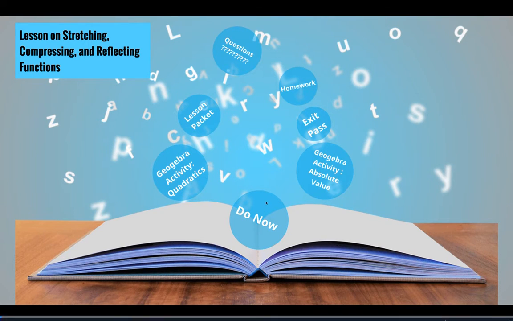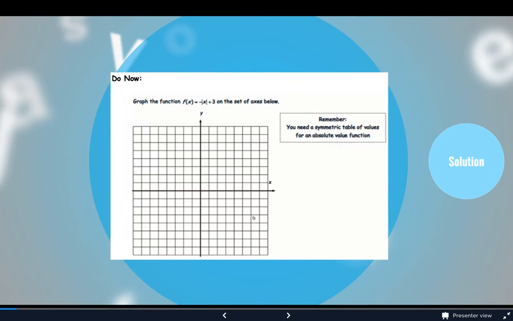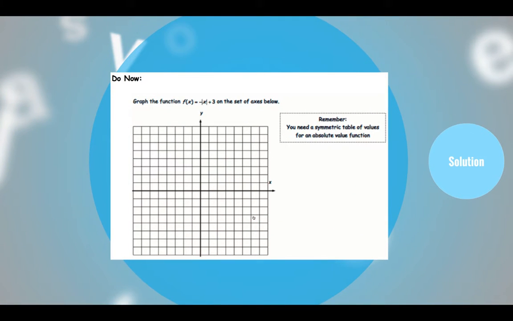So today what we're going to be starting off with is a do now question for you that I'd like us to first look at. This is a little bit of a recap of what we talked about yesterday with translating functions vertically and horizontally. What I would like for you to do is to graph the function f of x equals negative absolute value of x plus 3 on the set of axes below. You're going to need to create a symmetric table of values for the absolute value function.